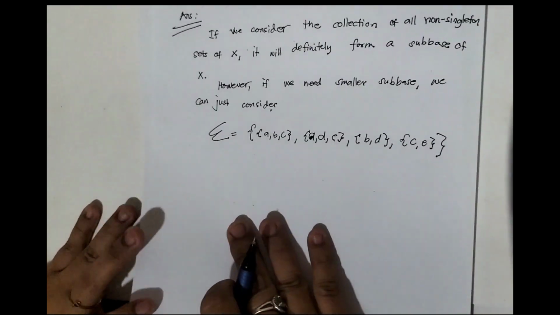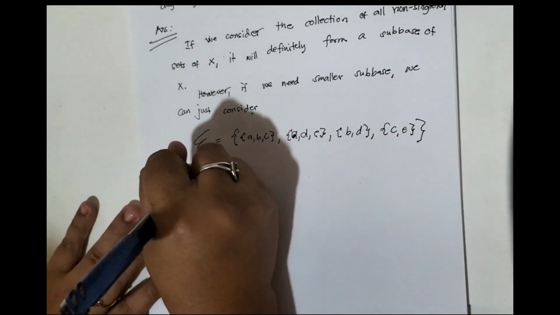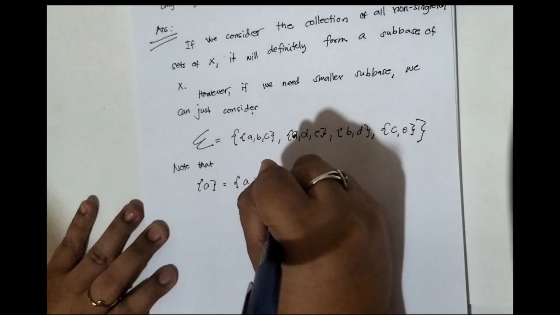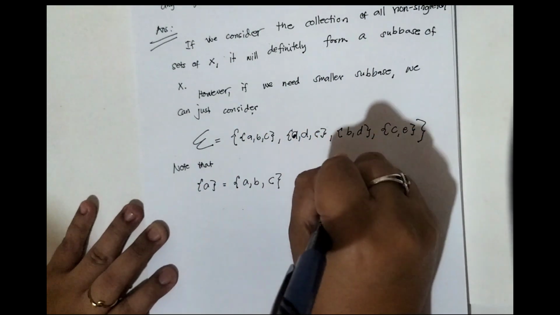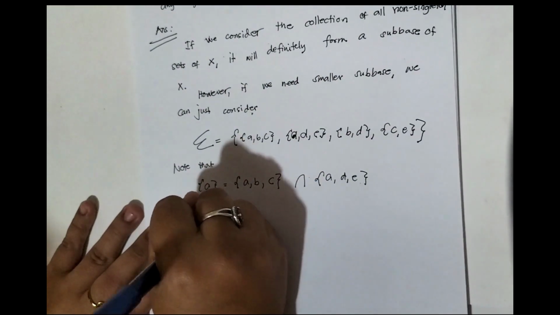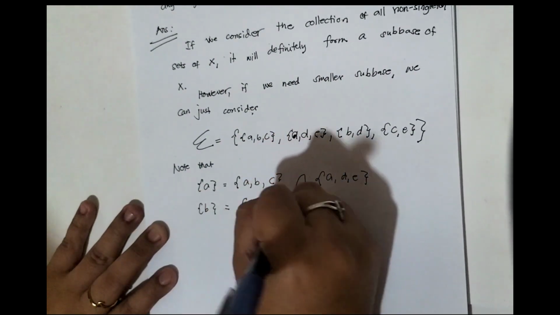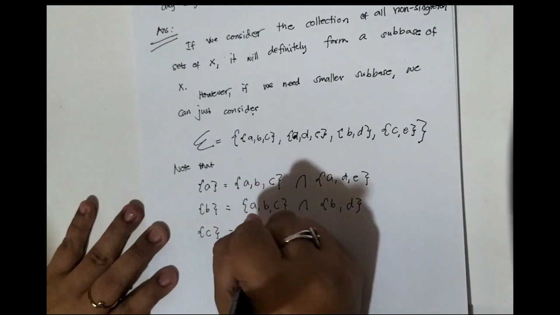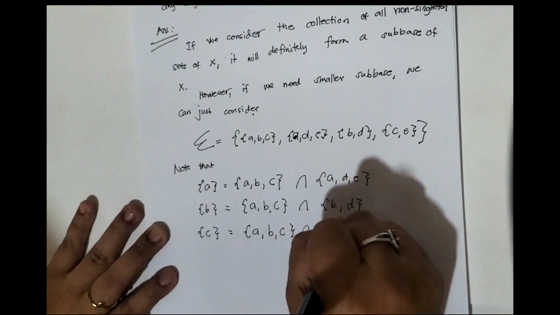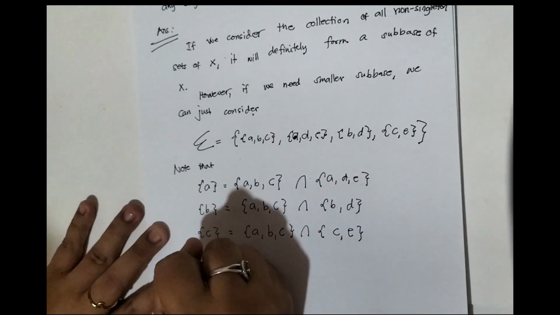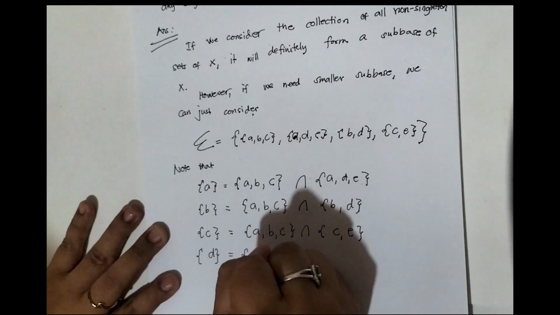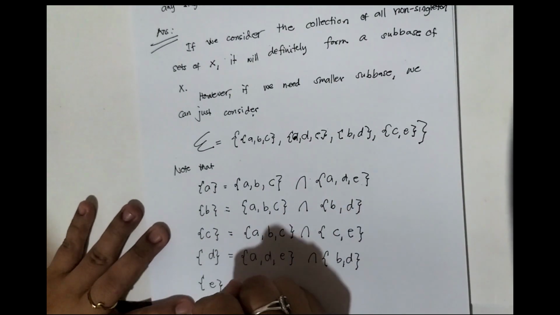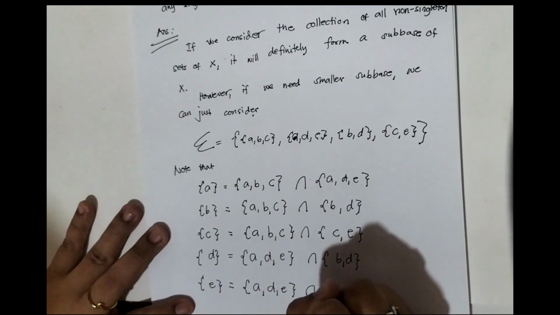Singleton of C is equal to {A, B, C} intersect {C, E}. Singleton of D is equal to {A, D, E} intersect {B, D}. Then singleton of E is equal to {A, D, E} intersect {C, E}.